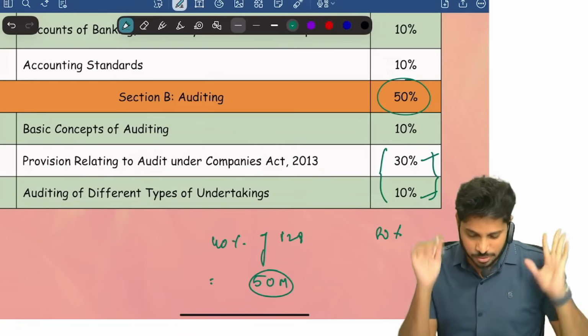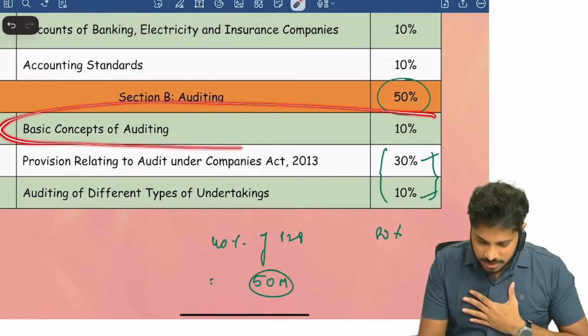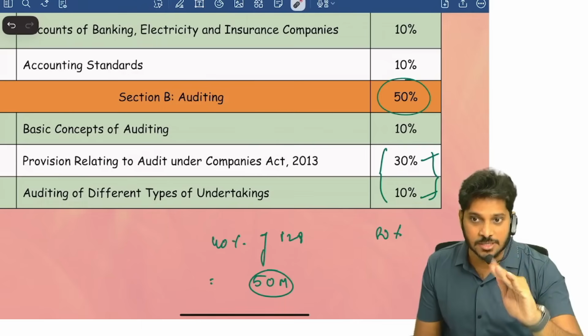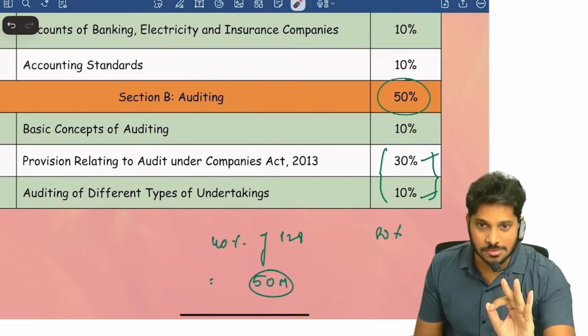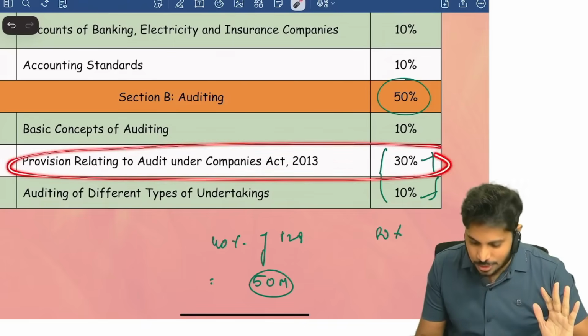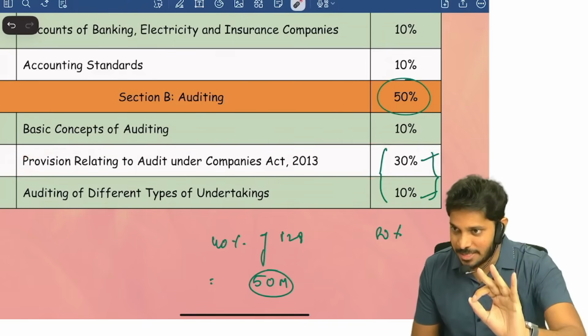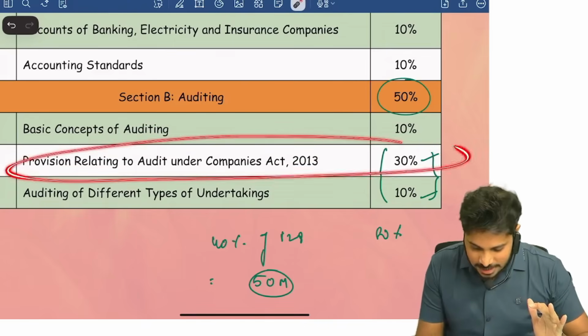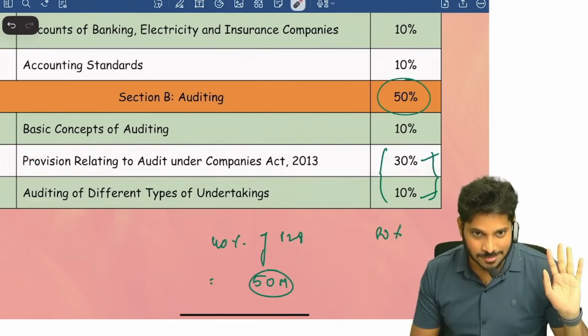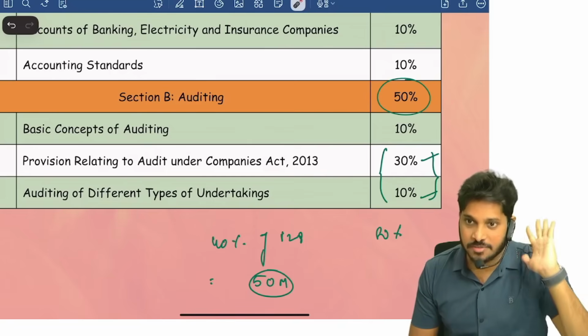But many students, without knowing it, are first studying the basic concepts of auditing, which is 75 pages in our book, whose weightage is just 10 marks. The second chapter is also the same 75 pages in length. But the second chapter's weightage is 35 to 40 marks. So we should be smart when we are studying.